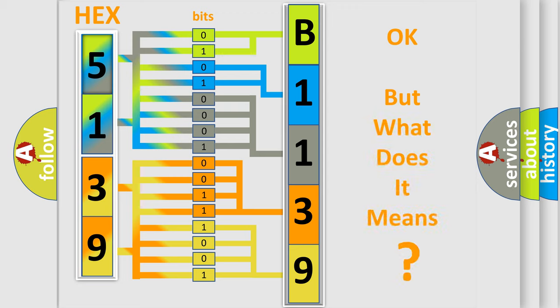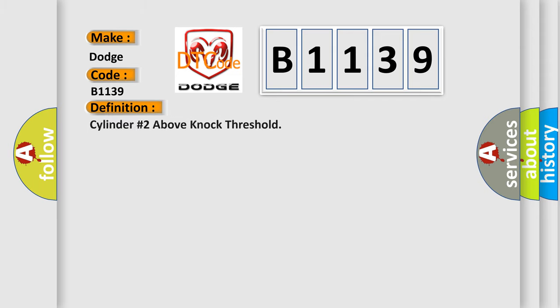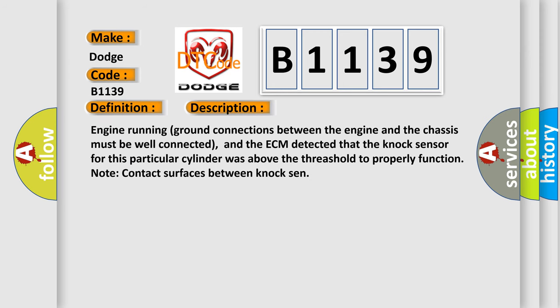The number itself does not make sense to us if we cannot assign information to what it actually expresses. So, what does the diagnostic trouble code B1139 interpret specifically for Dodge car manufacturers? The basic definition is cylinder number 2 above knock threshold. And now this is a short description of this DTC code.